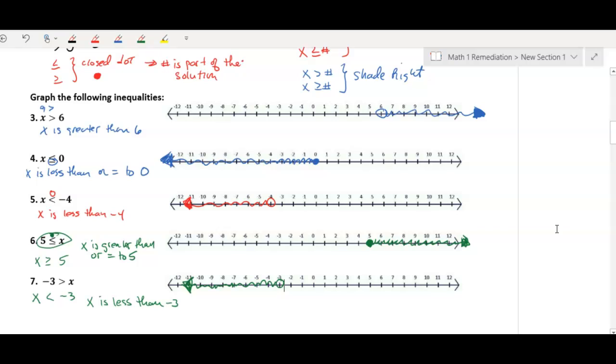Okay, so I'm going to break this up into a 2-part lesson. The first part being graphing, the second part being interval notation. So do me a favor, pause the video, go and work on the student practice worksheet that involves graphing, and let me know if you have questions.